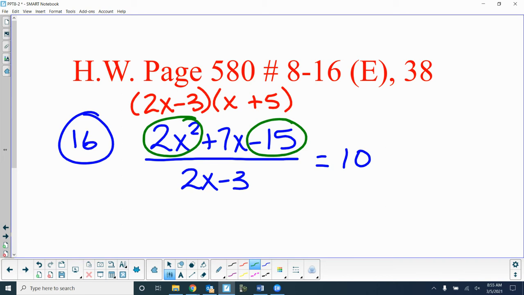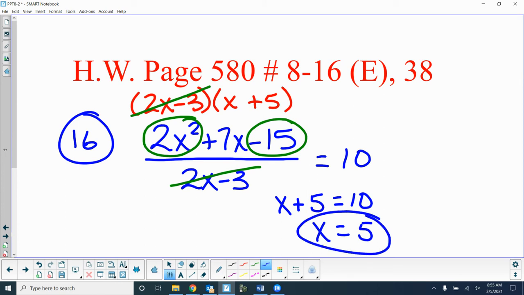Okay? So then these will cancel, right? So my problem then is x plus 5 equals 10. And then just subtract 5. Now check it in the original problem. 2 times 5 is 10, minus 3 is 7. 5 is okay, right?